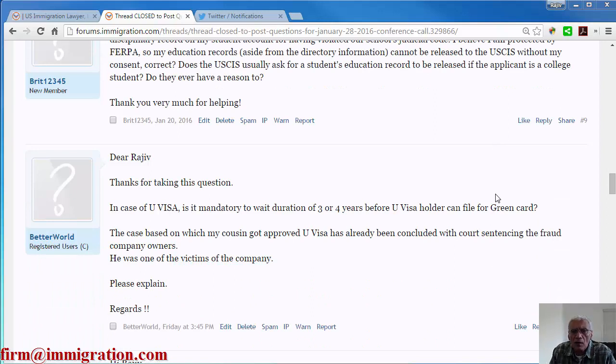Okay. U visa. Better World wants to know, is it mandatory to wait 3 or 4 years before a U visa holder can file for a green card? I think the mandatory period is 3 years. I don't remember all the details off the top of my head, but I believe unless you held a U visa for 3 years, you cannot apply for a green card, and that's mandatory.